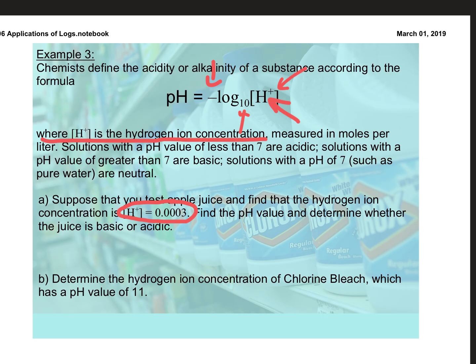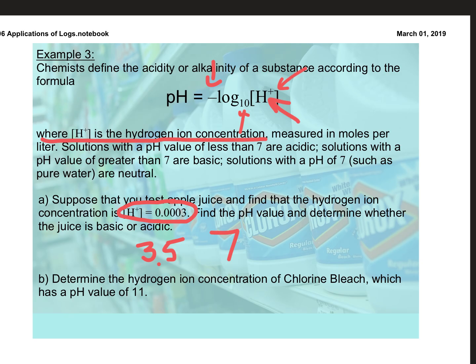Did you get 3.5-ish? Raise your hand if you did. Okay, cool. What did we just figure out? Well, 7's neutral. We just figured out that apple juice is about a 3.5. Do you get that's on the acidic side of the scale? Just so you know, pop is even more acidic than that. And we humans definitely like that acidic flavor.